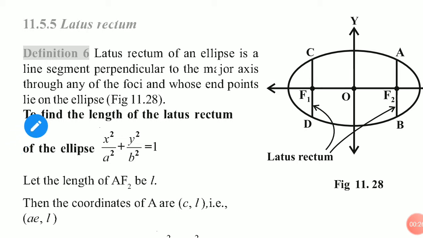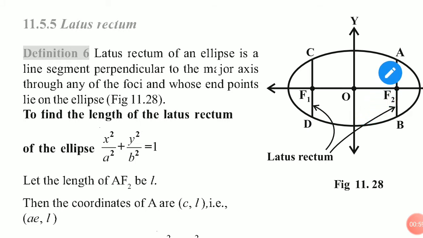First, you have to learn the definition of latus rectum. Many times you have to write this definition in the exam. The latus rectum of an ellipse is a line segment perpendicular to the major axis through any of the foci and whose endpoints lie on the ellipse. So latus rectum is a line segment. This is the given latus rectum.